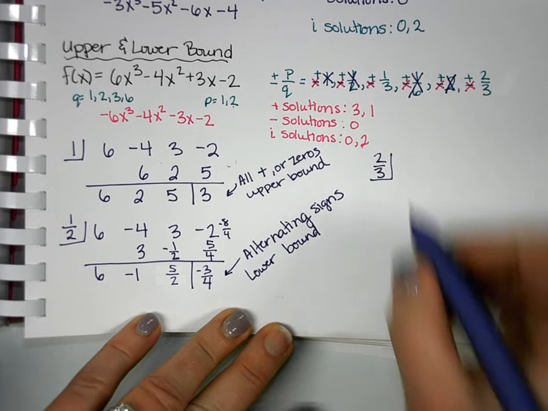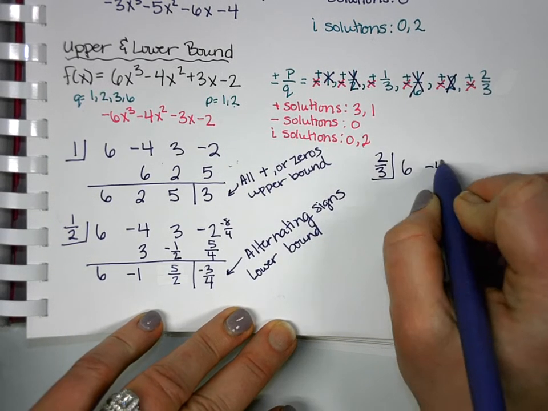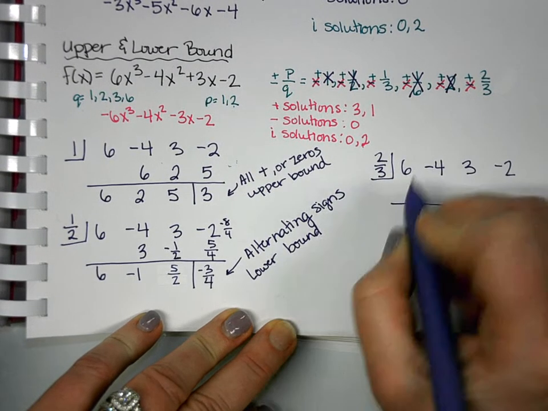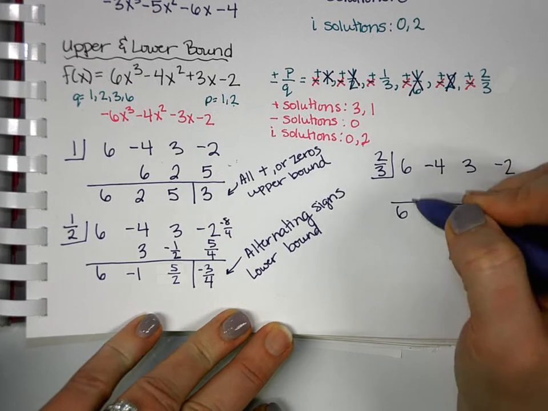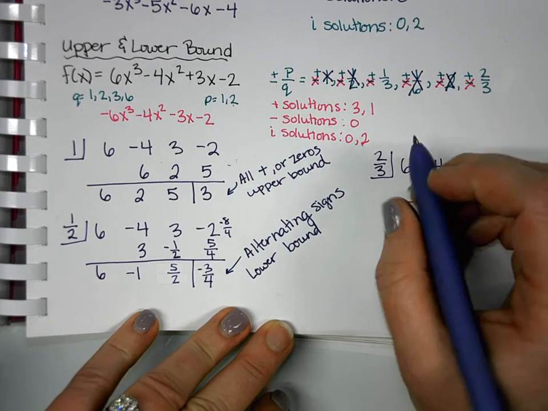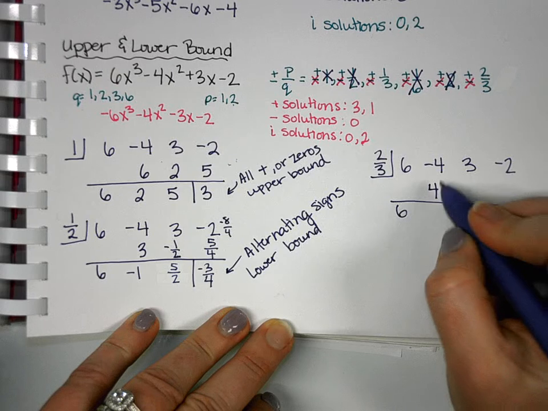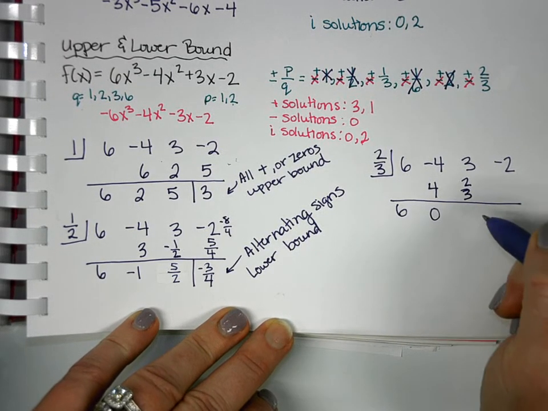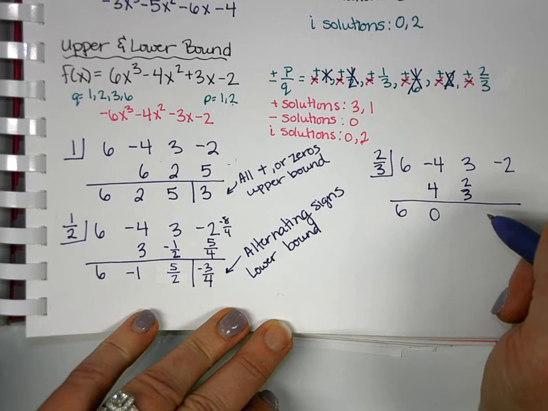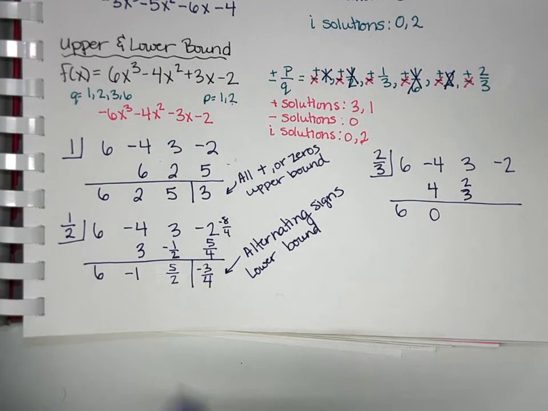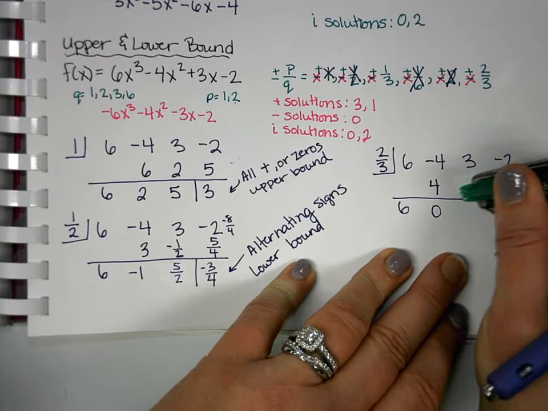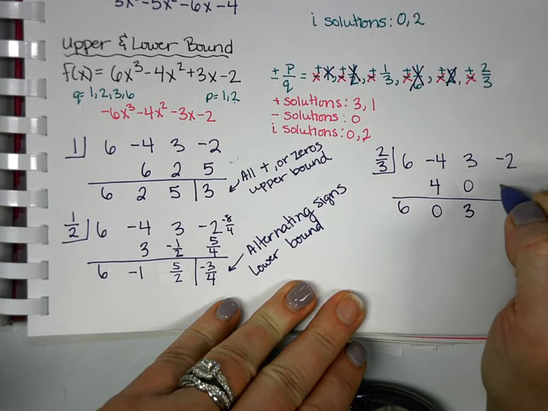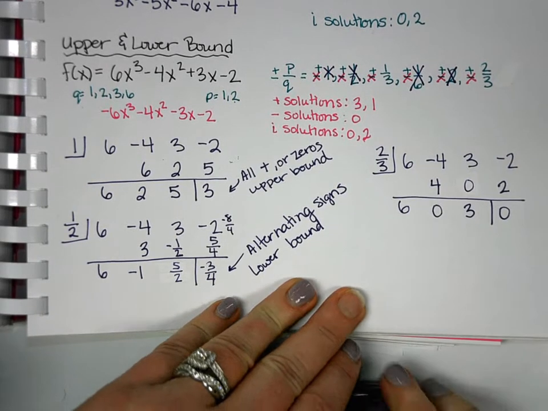So we'll do 6, -4, 3, -2. Bring down the 6. 6 times 2/3 is 4. Add, 0. Then 0 times 2/3... Nope, what am I doing? 0 times anything is 0. So 3, 2, 0. So this means it divided evenly.